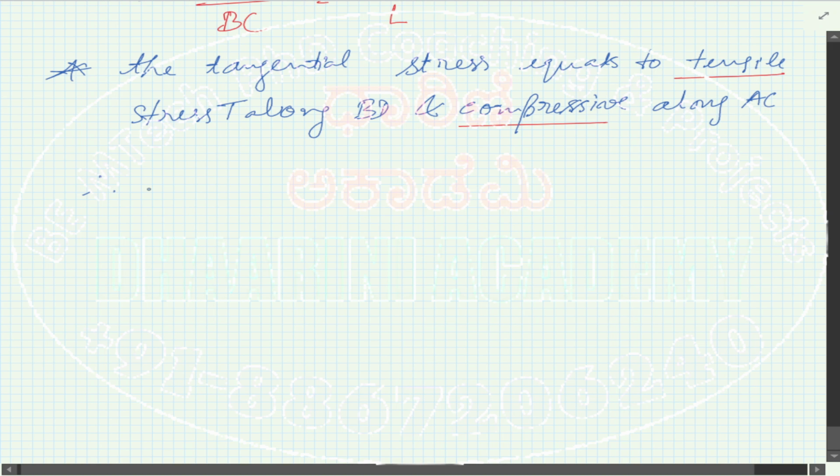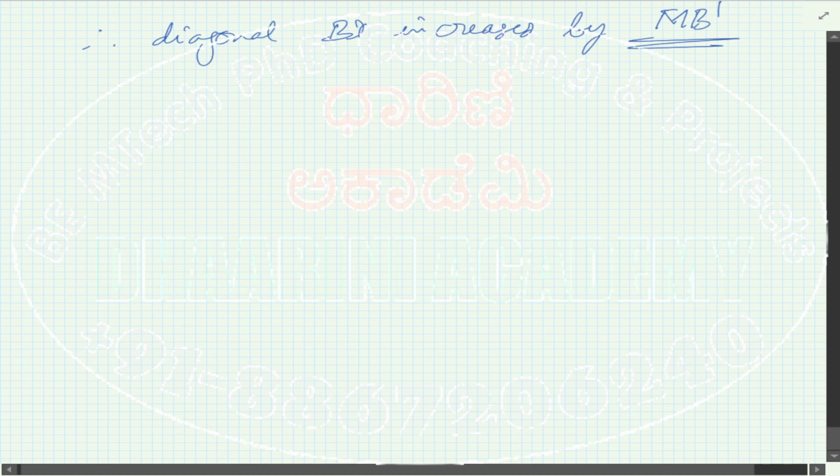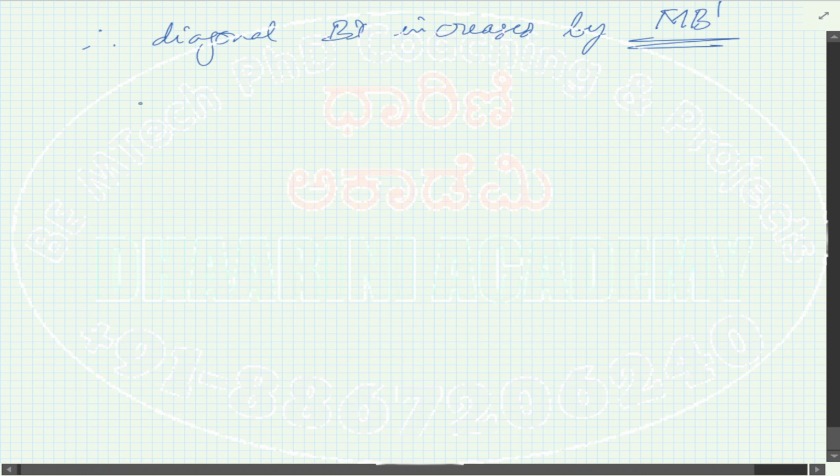So therefore the diagonal BD increases by M B dash. You can see that M B dash is the added part to that. Now let us assume that there is an alpha value, which is the linear strain. The same thing we'll assume. So let alpha be the linear strain.